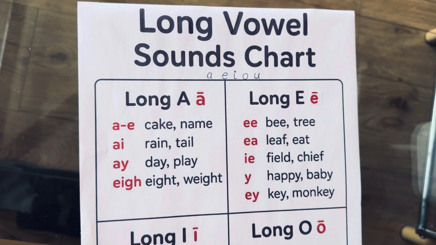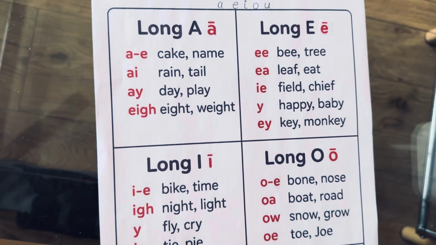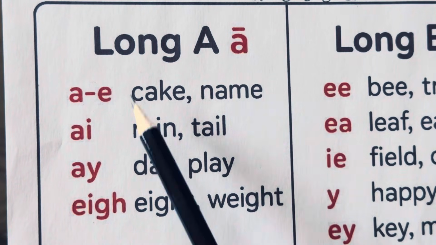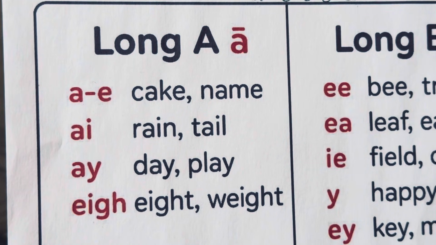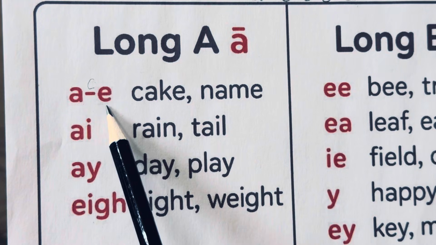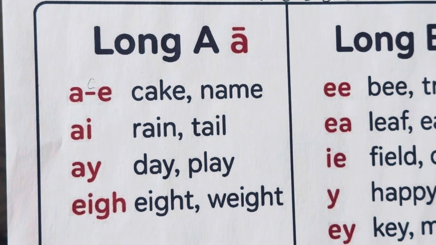So in this video we will learn long vowel A with different spelling patterns. Now let's learn step by step. Whenever you see a vowel, a consonant and a silent E, then we will read A as the long vowel A sound.